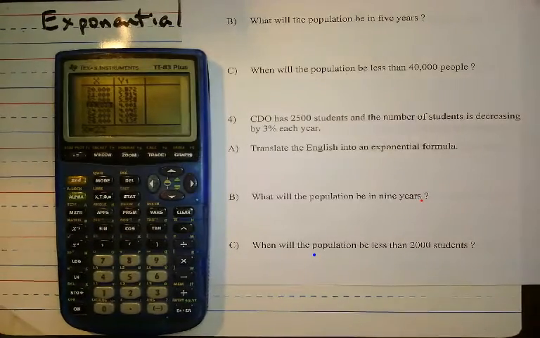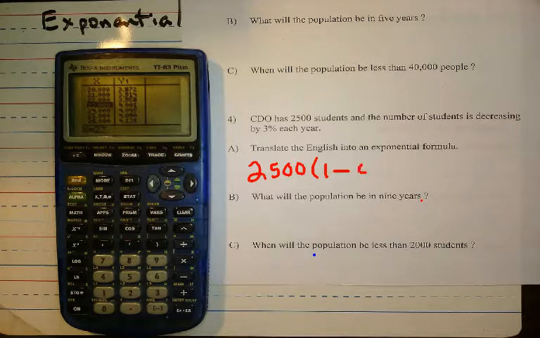So CDO, how about that? Canyon del Oro has 2,500 students, and they're decreasing 3% a year. So remember, you have to start with how many? That's always the starting place. 1 minus, now 3%, remember when you make that into a decimal, it's going to be 0.03.